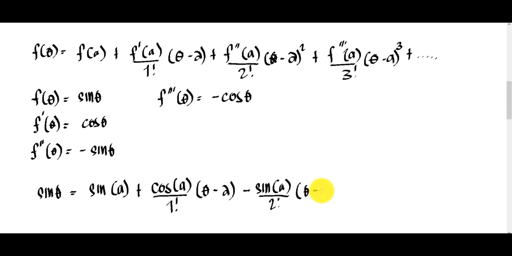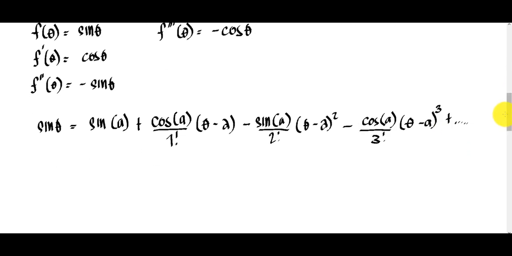minus a squared, plus the third derivative, so it will be negative again, change this one. It will be negative cosine of a divided by 3 factorial times your theta minus a raised to cube, and plus, and so on.